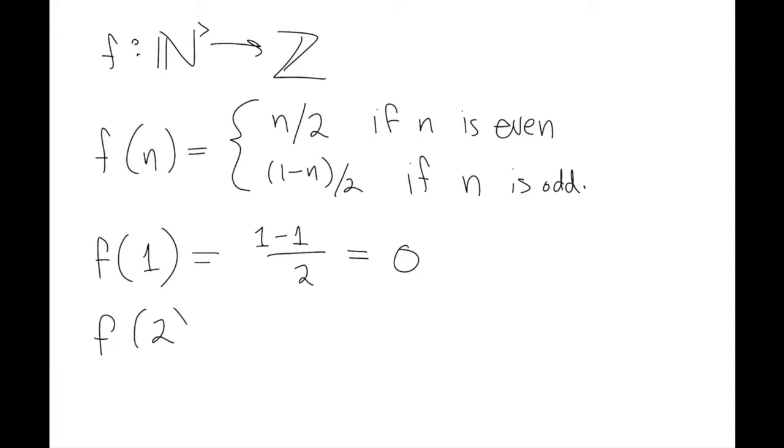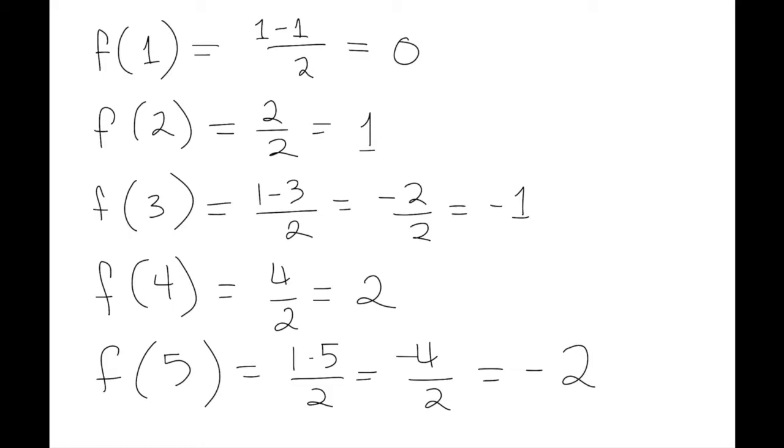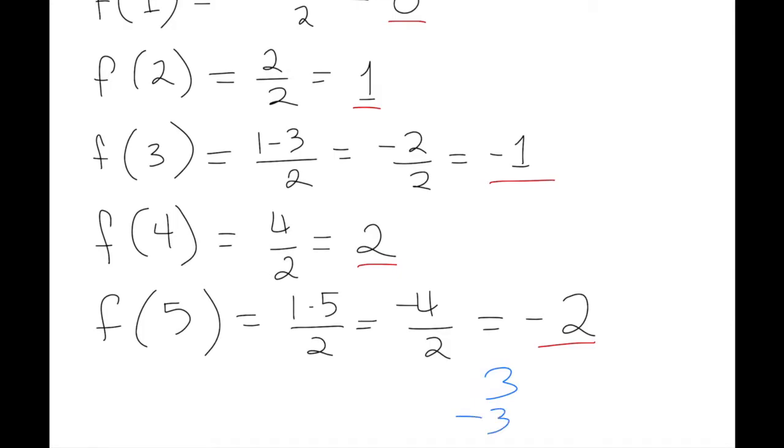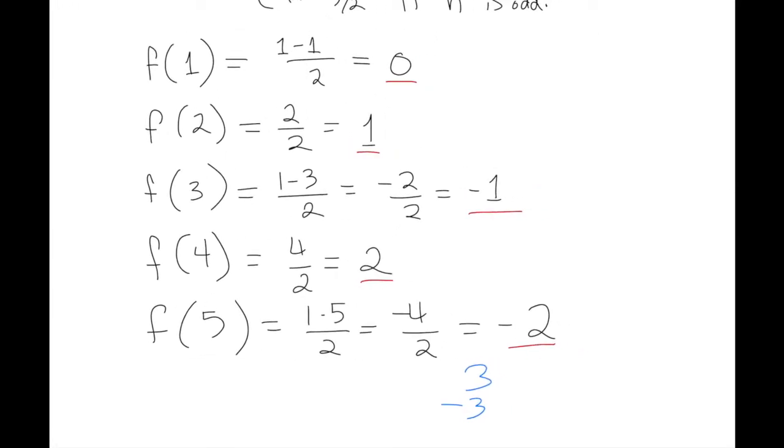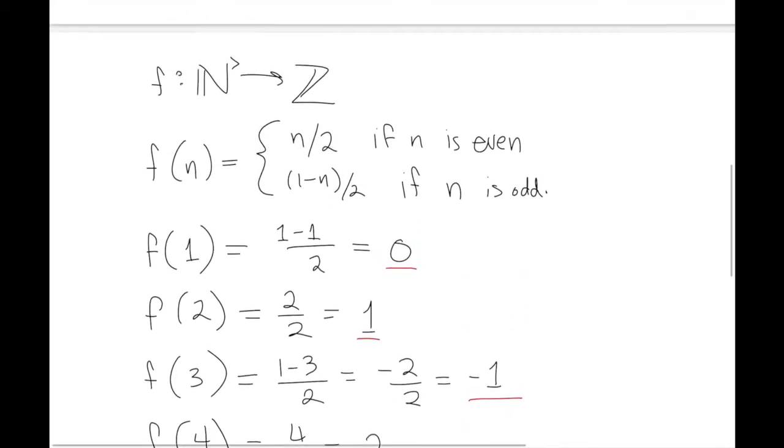Let's see what f of 2 gives us. Well, 2 is an even number, so that means I'm going to use this top definition here to say that f of 2 gives me 2 divided by 2, which is 1. Okay? And so now we've kind of got this pattern where we're going 0, 1, -1, 2, -2. My guess would be that the next two numbers give us 3, and then -3, and then 4, -4, 5, -5, and so on.